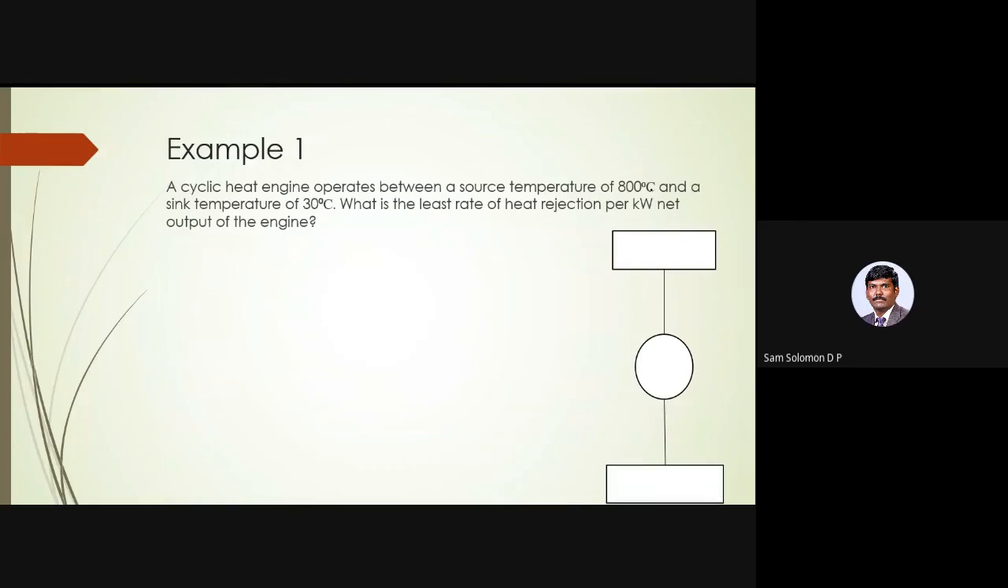Let's do a couple of problems here. Problem number 1. A cyclic heat engine operates between a source temperature of 800 degrees centigrade and a sink temperature of 30 degrees centigrade. What is the least rate of heat rejection per kilowatt net output of the engine? It's a simple 2-mark question. So let's go ahead and solve this.